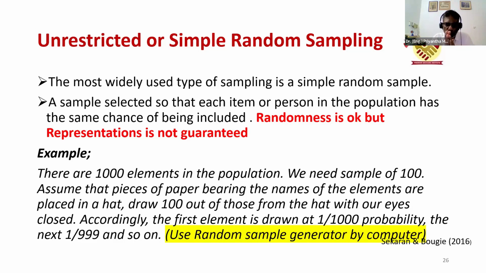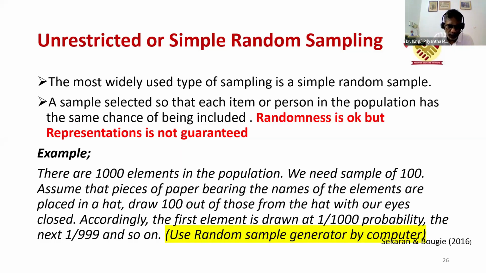But now you have computer generated systems. If you give all the data to the computer and give a command that you need 100, you have to ask in a systematic way. There are software packages, and the computer will automatically select 100 randomly. That is called a random sample generator. So no need to write all these 1 to 1,000 and select one by one. The computer will do it.